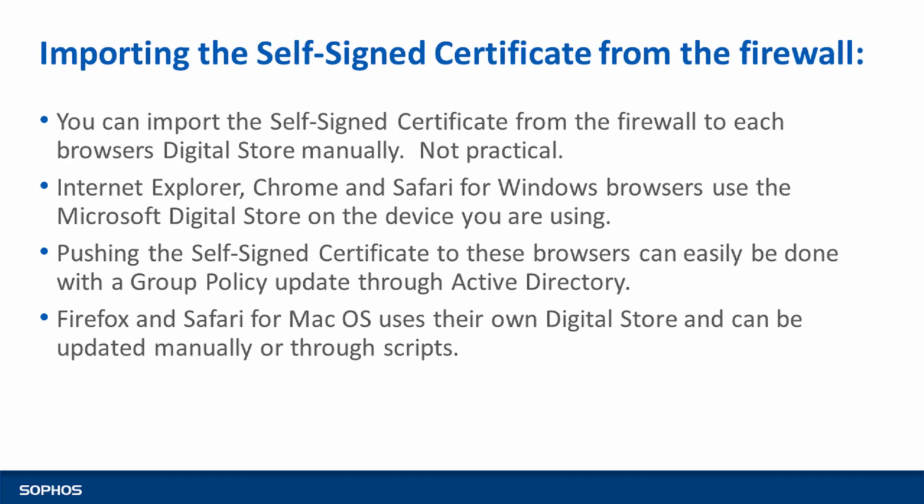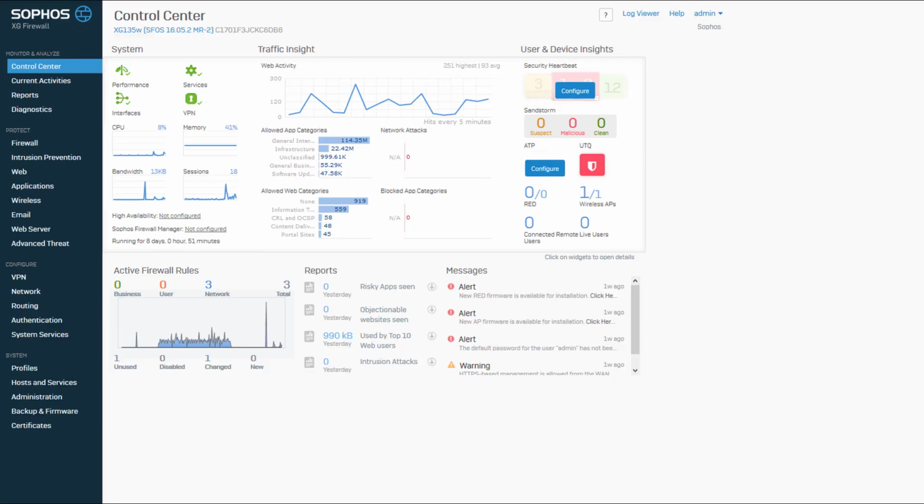Internet Explorer, Chrome, and Safari for Windows browsers use the Microsoft Digital Store on the device you are using. Pushing the self-signed certificate to these browsers can easily be done with a group policy update through Active Directory. Firefox and Safari for Mac OS use their own digital store and can be updated manually or through scripts. Now I'm going to show you the user experience for both before and after turning on Decrypt and Scan HTTPS or DPI SSL.